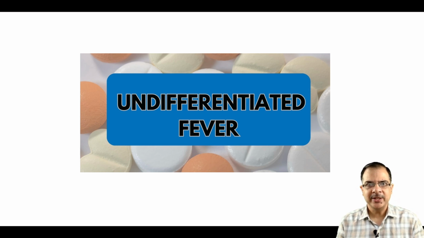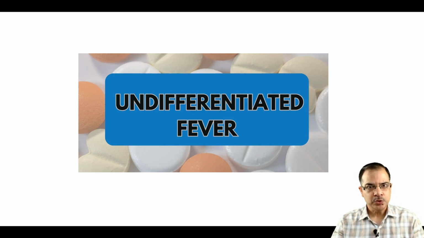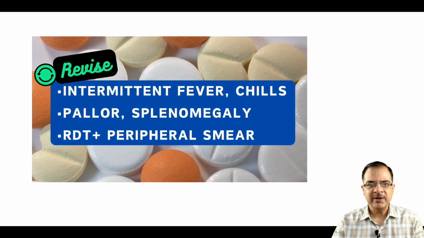Undifferentiated fever means that there is no systemic specific cause. Fever is present for more than 2 days and fever is more than 101 degrees Fahrenheit. Important causes are dengue fever, malaria, typhoid, leptospirosis, scrub typhus. So let's revise it once again. Intermittent fever, chills, pallor, splenomegaly.